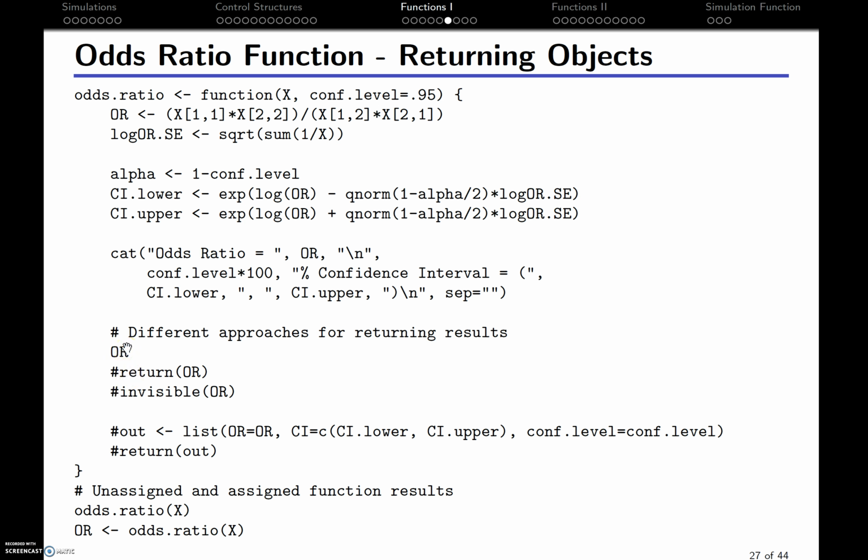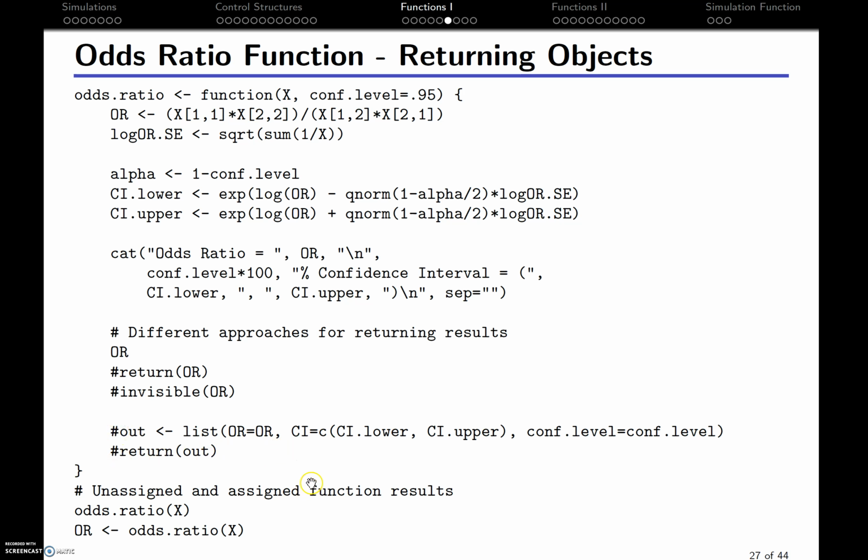Finally, we could do something a little bit more appropriate for this case, where we want a list object that summarizes all of the main computational results. So here we could create a list object called out that would provide the sample odds ratio, the confidence limits, and the confidence level. And then we could run the function return(out). Notice that these are all commented out. So if you wanted to actually have the out object returned, we'd need to not have these hashtags out in front.